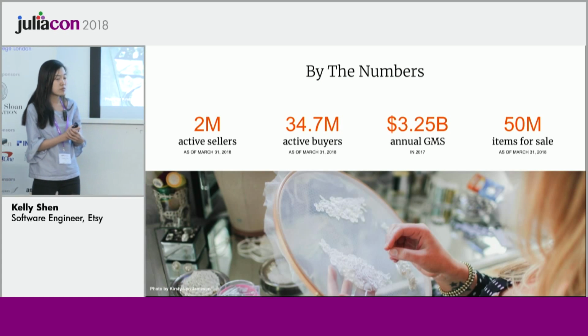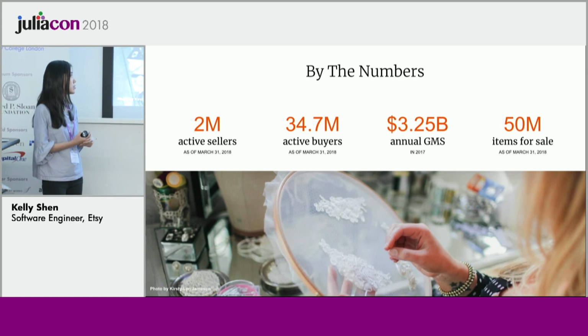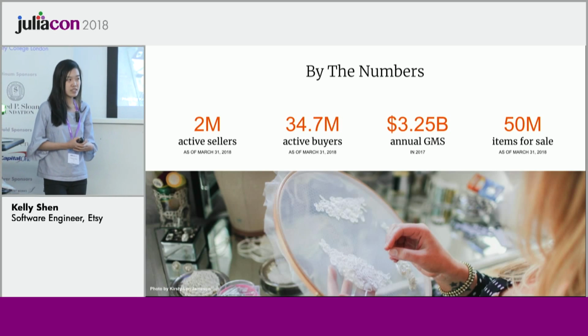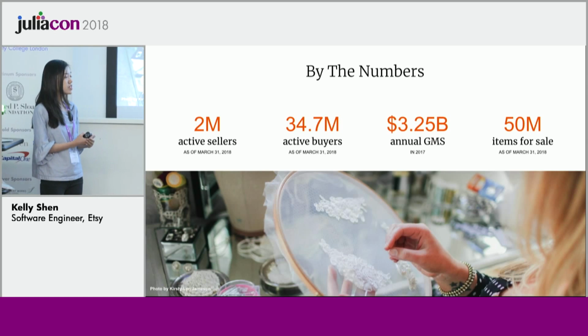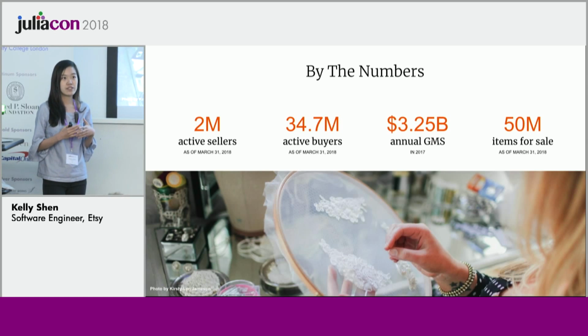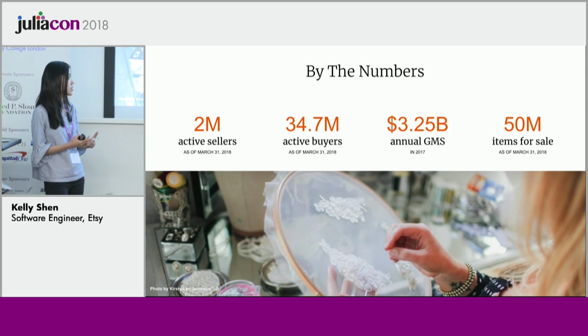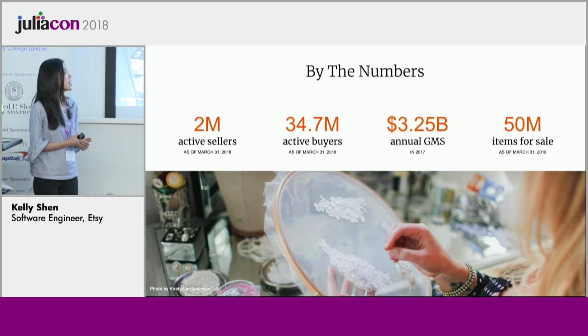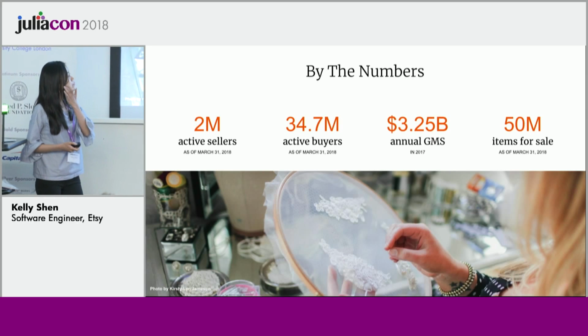Here are some more numbers. We have 2 million active sellers, 34.7 million active buyers. Last year, we had 3.25 billion annual GMS, which stands for gross merchandise sales. GMS is one of our key metrics. So for the $50,000 engagement ring, if it gets sold, that's $50,000 GMS for us. And as of the end of March, we had 50 million items for sale.